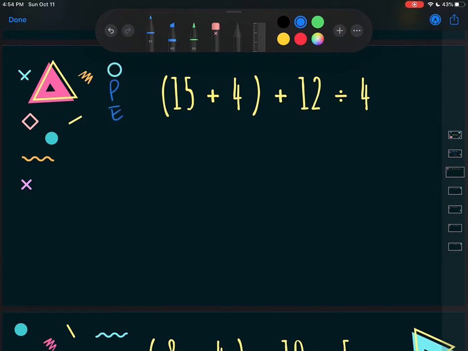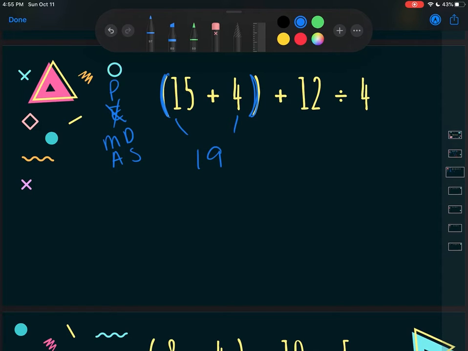So, solving with PEMDAS, parentheses first. We don't worry about exponents right now. Then you multiply and divide from left to right. Then you add and subtract from left to right. So my parentheses are my first step. I've got parentheses right here. Inside those parentheses, I've got 15 plus 4. So I'm going to solve that.